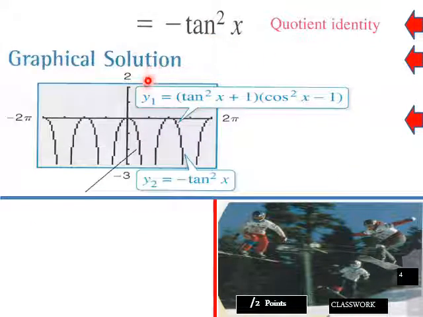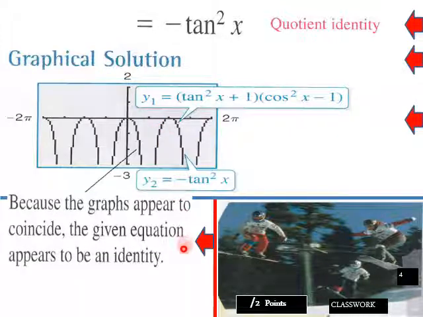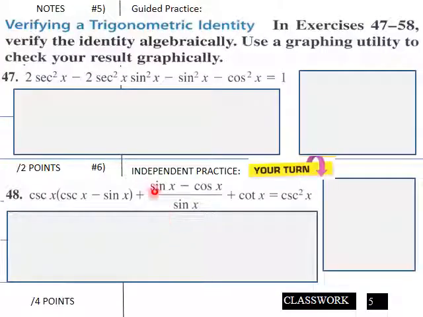And then a graphical solution for this to check it on your graphing calculator. Here is y1, which would be tan squared x plus 1 times the quantity cosine squared x minus 1, which would be these curves. I guess they're upside-down parabolas. And then y2 would be the negative of tan squared x, which would be the same curve. So it checks by graphing it. It shows that these two are equal to each other by using a graphing calculator. Because the graphs appear to coincide, the given equation appears to be an identity.